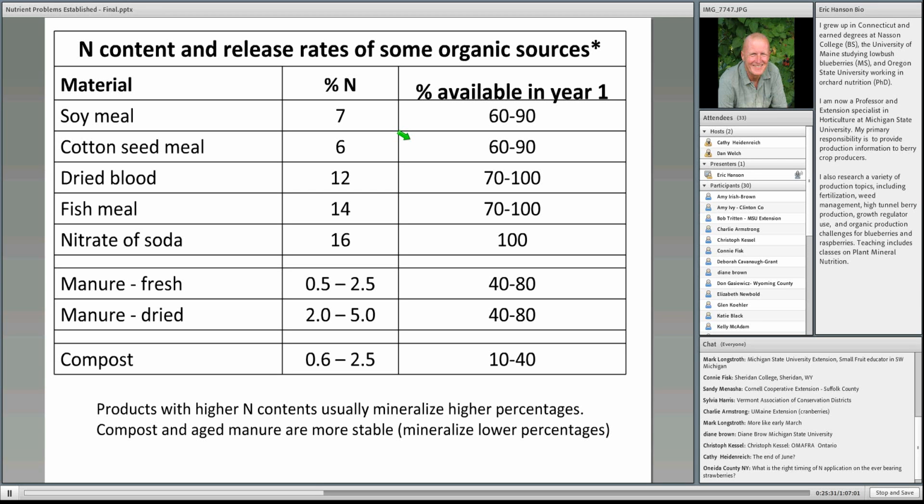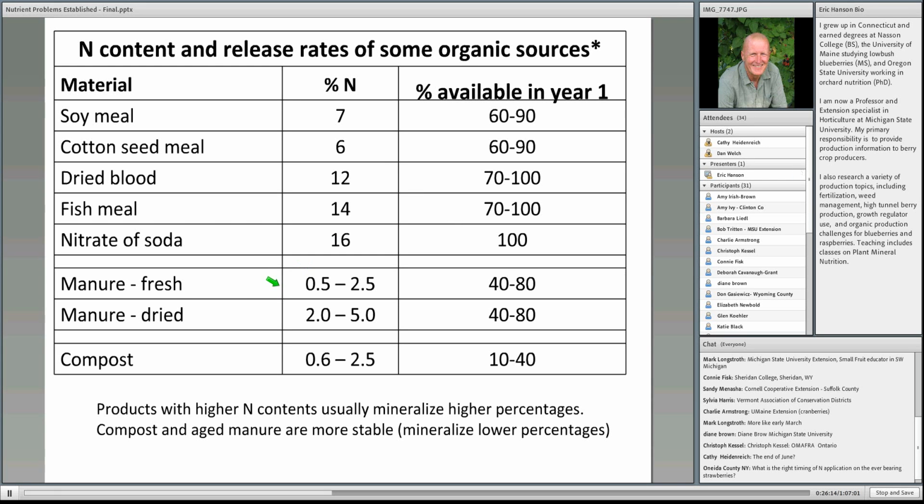And then I wanted to mention organic sources of nitrogen, and we talked about this a little bit in the previous webinar, but there are a number of materials to choose from here, a number of different plant product and animal product materials, so soy meal, cotton seed meal, blood meal, fish meal. Those are relatively high in nitrogen, and they release and make available a relatively high percentage of nitrogen content during the first year.